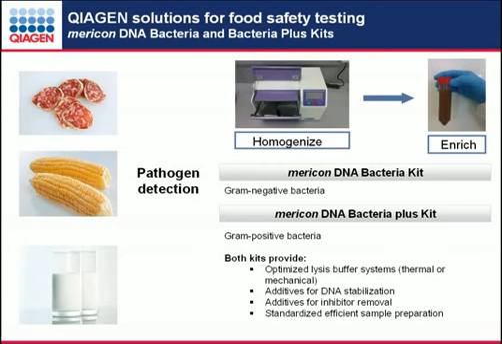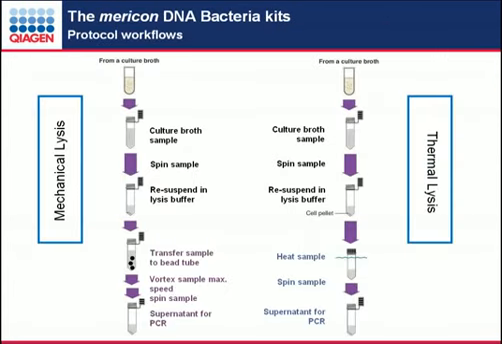Basically, all the assays for bacteria start with an overnight culture. You take the enrichment culture, which is indicated by the hand with the tube, and then you do either the gram-negative bacteria or the gram-positive bacteria, depending on what your starting bacteria is and what you're looking for. Both kits provide lysis buffer systems, either thermal or mechanical, additives for DNA stabilization, additives for inhibitor removal, and provide you with standardized and efficient sample prep. So these are the workflows. On the left, we have the mechanical lysis.